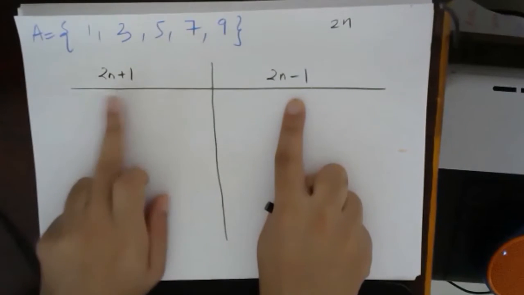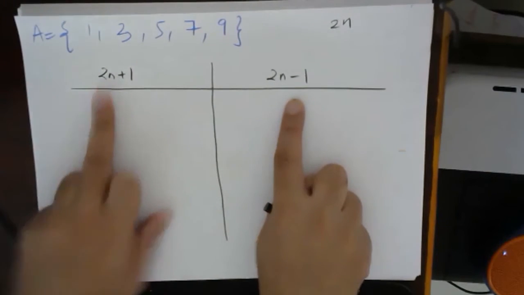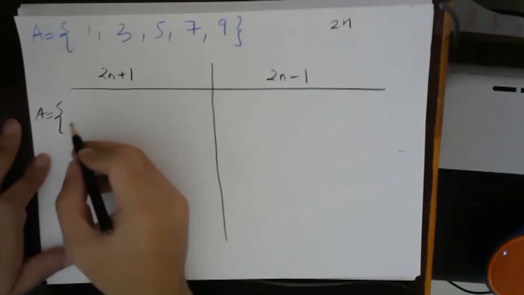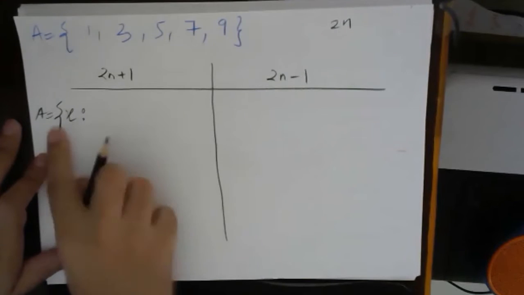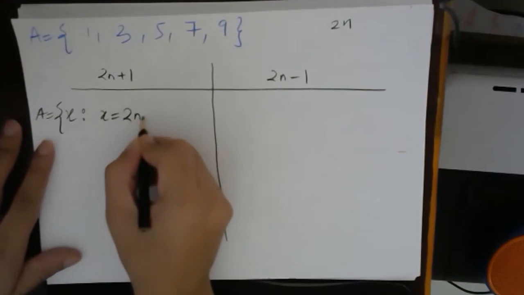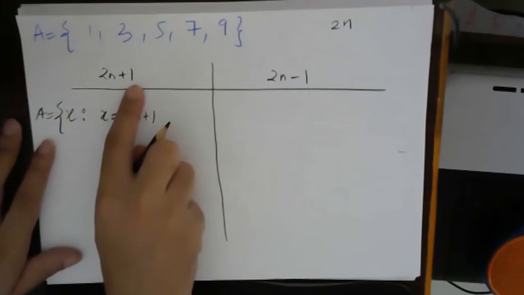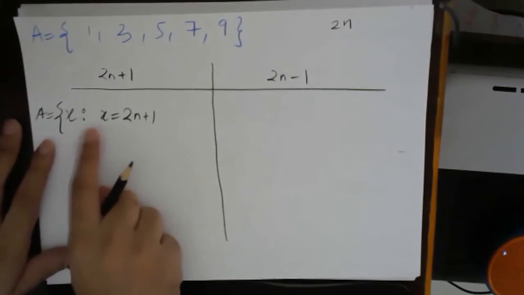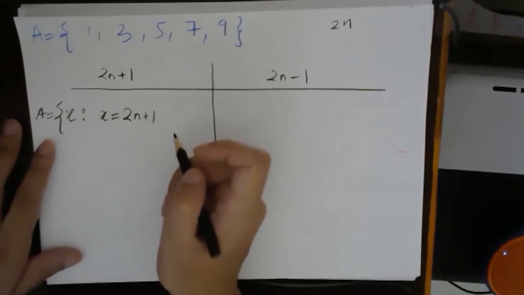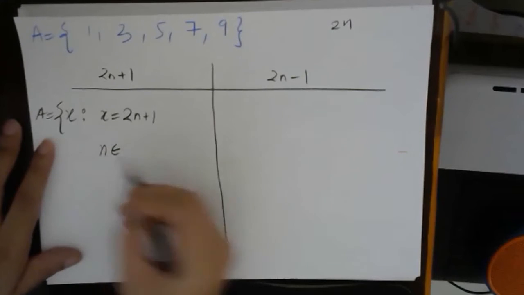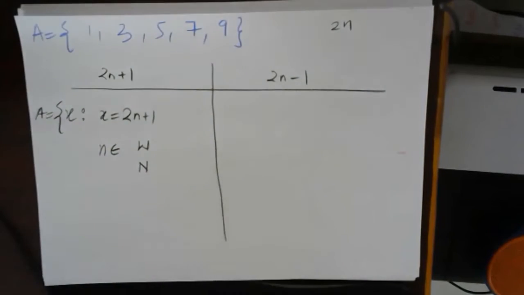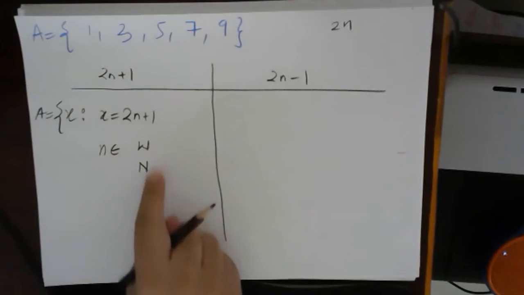So first let's try to write out the set builder form of this one. A is equal to an element x such that x is equal to 2n plus 1. Some of you have taken 2n plus 1. Right? Now see, n can belong to either whole number or natural number.